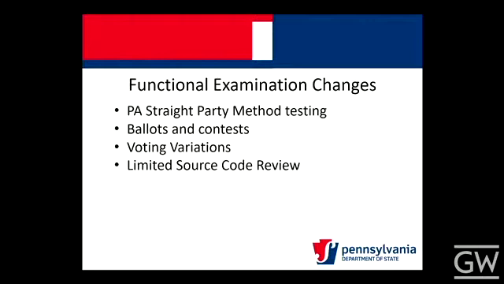And we also did some additional standardization. We made the testing more elaborate. We picked specific contests and ballots from previous election years that are important to us. We created elaborate voting variations to make sure that every ballot position is tested, every write-in position is tested. And we also started doing a limited source code review prior to the functional examination to make sure that the examiner can test for any specific items as part of the functional examination.